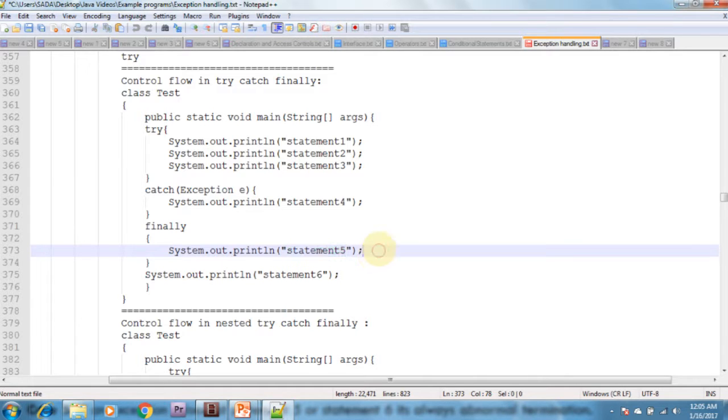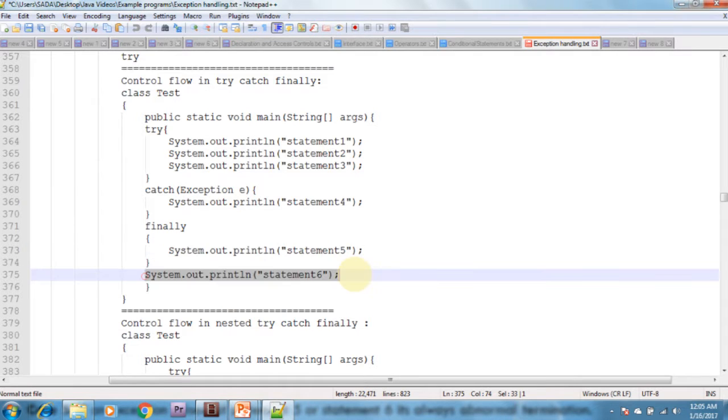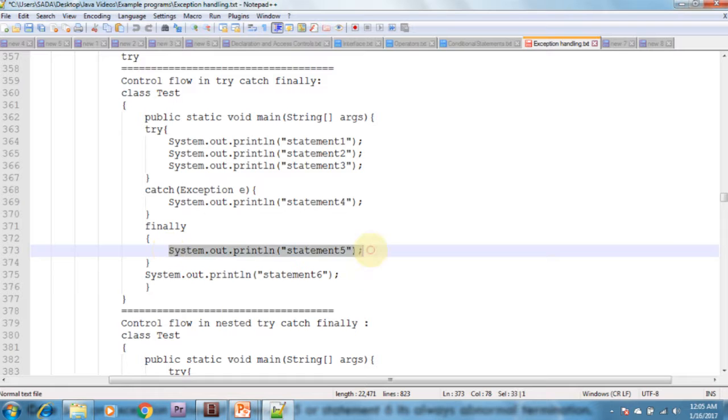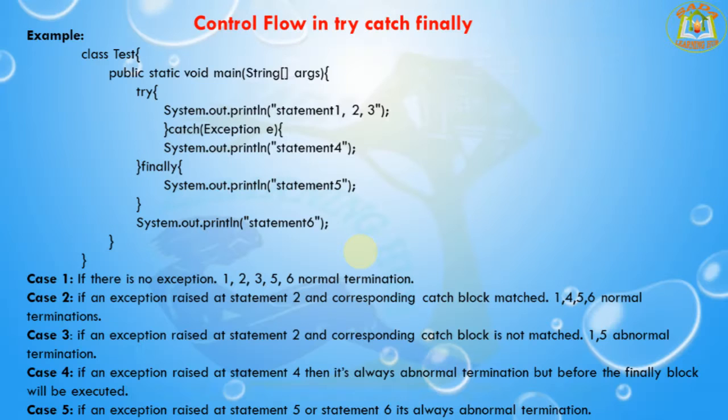Next, case number 5. If an exception is raised at statement 5 or statement 6, it's always an abnormal termination. Why? Because we are not handling it with try-catch in these lines. That's why it is an abnormal termination.